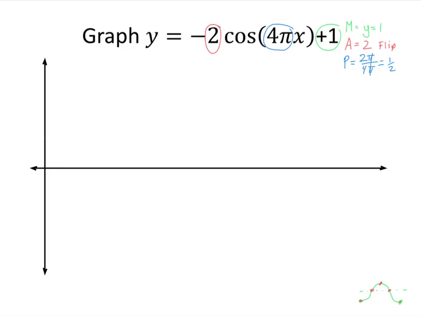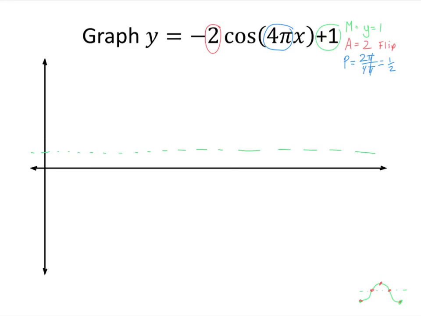That makes this one a little bit easier. So we first start with our midline at 1. So put a line right there, that's 1. So there's our midline at 1. Our amplitude is 2, but we'll hold off on that one. Our period is a half.